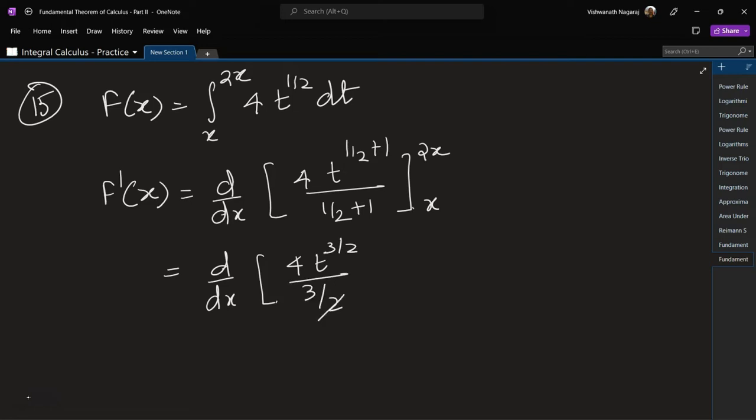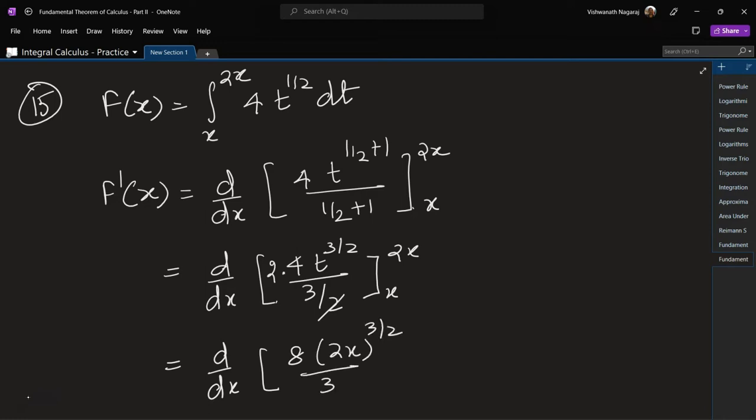which gives us d by dx of 4 t to the power of 3 by 2 by 3 by 2, and this 2 we can take up, from x to 2x. Now d by dx of 8 times 2x to the power of 3 by 2 by 3, minus 8 times x to the power of 3 by 2 by 3.